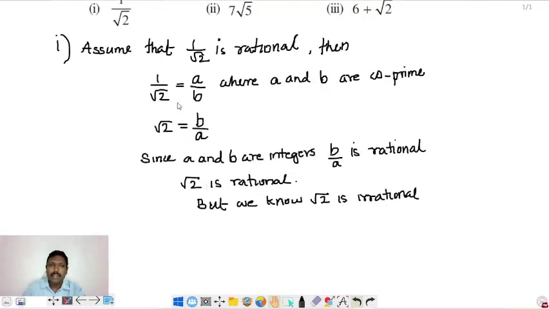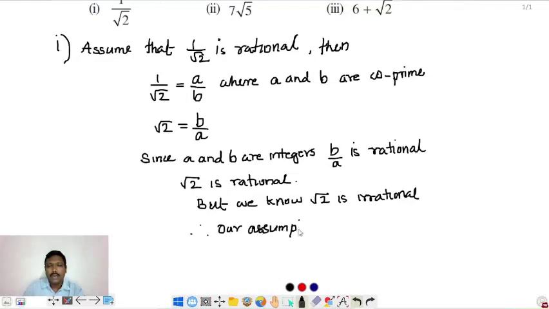What we have assumed here is that 1 by root 2 is rational. Then we will get b by a is rational, therefore root 2 is rational. But we know root 2 is irrational. Therefore what we have assumed is wrong, because we have to get root 2 as an irrational number. Therefore our assumption is wrong.